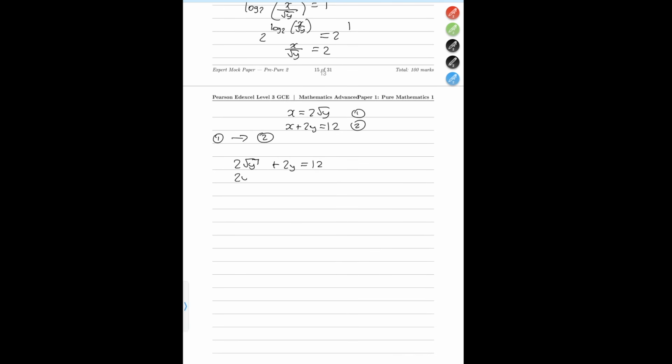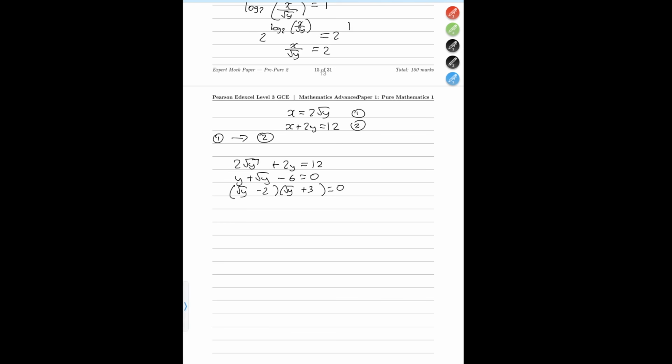Okay, so I'm going to divide by 2 actually. So y plus root y minus 6 is equal to 0. So I've just divided by 2 and rearranged. So this is going to be a quadratic, but in terms of y to the power of a half. So it'll be y to the power of a half, y to the power of a half equals 0. Or I'm just going to do it as root y because I think that would be easier to understand. So I'm going to write this as plus 3 and minus 2 because this is factorizable.